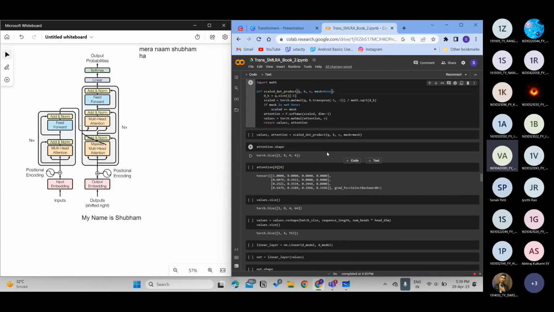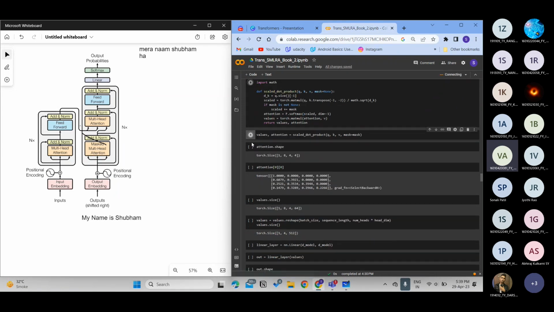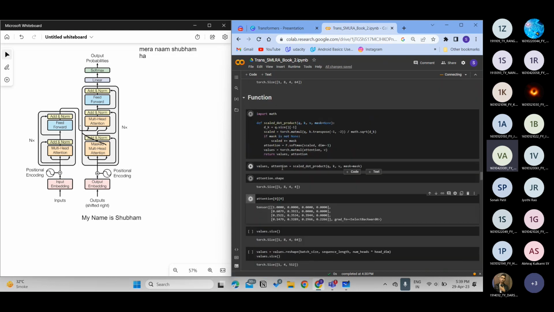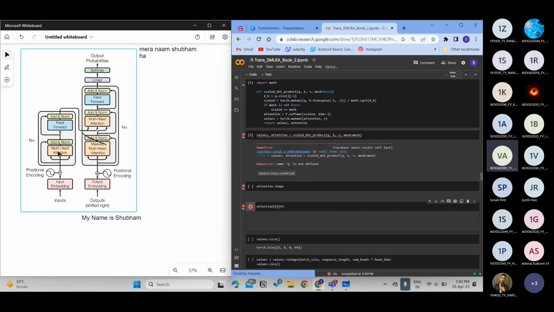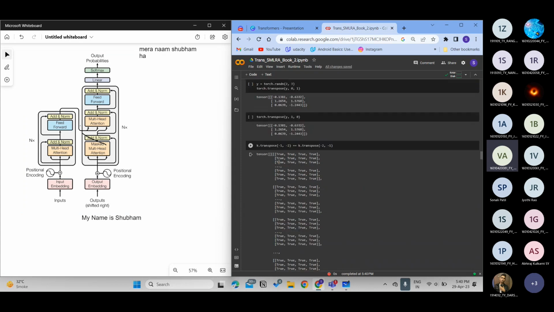Now one thing that is worth seeing here is, wait, I will run this. One thing that is very worth seeing here is, just a second, please. As you can see here, I have written mask equal to none. So this is done for the encoder. As you can see, there is multi-head attention for both the encoder part and the decoder part.